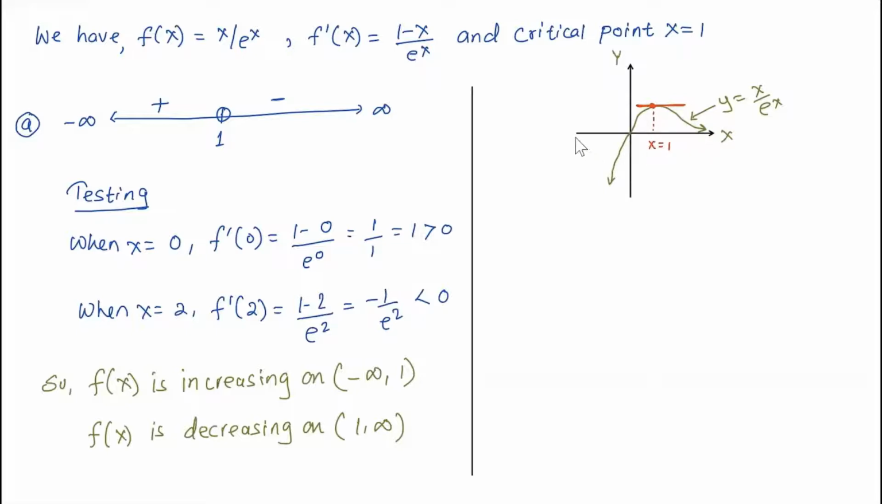So from negative infinity up to 1, the graph of the function is increasing when you go from left to right. And then from x equal to 1 up to infinity, the graph is decreasing. So that is the interval where the function is decreasing. So that is the end of part A.